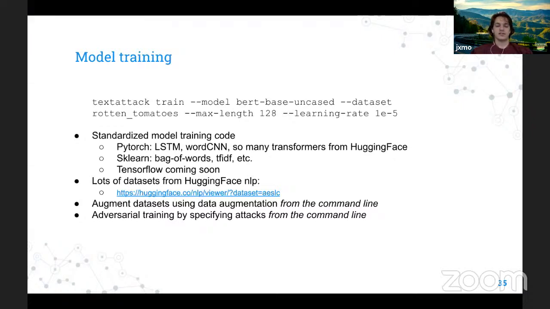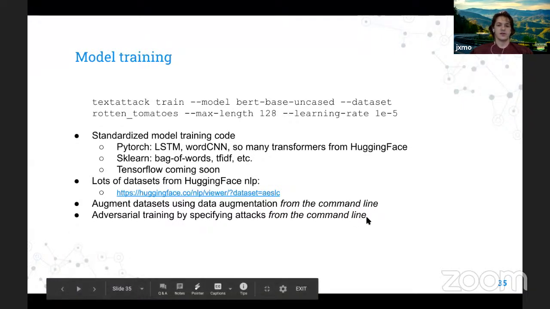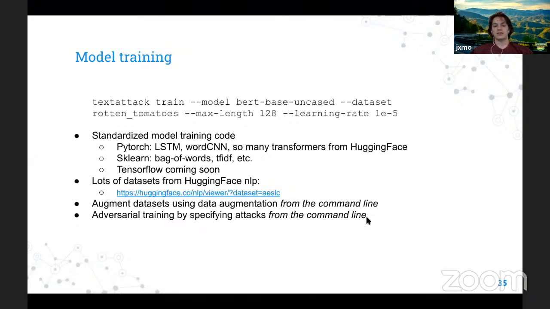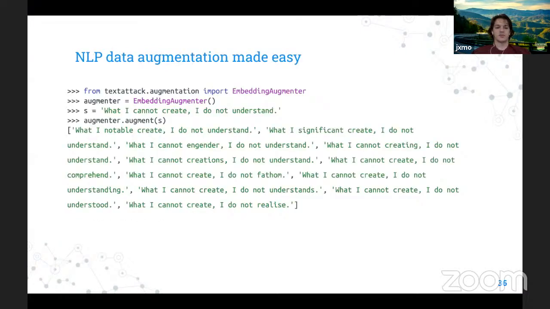It will just increase the size of your data set with the number of samples you specify and just run training, all from the command line. The same thing with adversarial training. You can specify an attack when running TextAttack train, like the TextFooler attack I ran before. And at the end of every training loop, it'll run the attack, append the adversarial examples to the training set, and keep running.